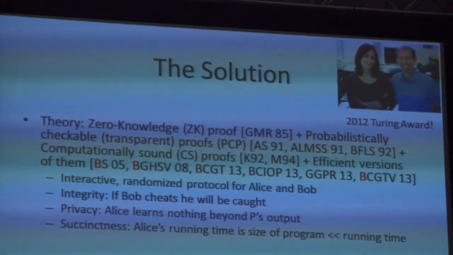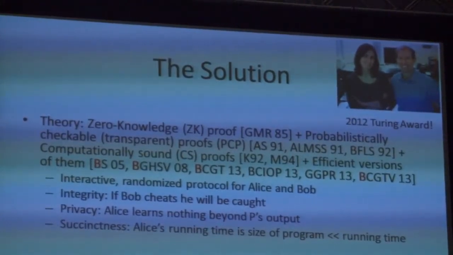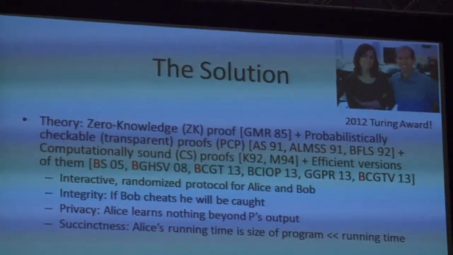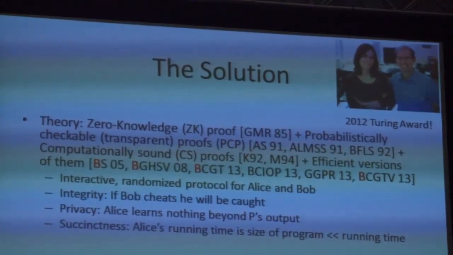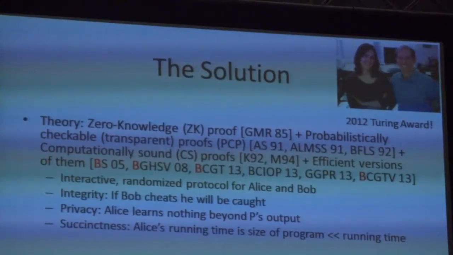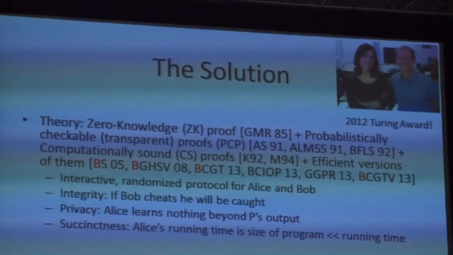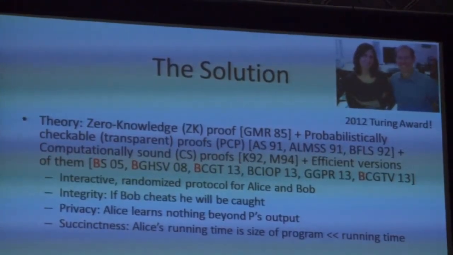You get computational integrity for Alice. Alice can trust Bob's output. For Bob, he retains his privacy. He reveals no information but for the output. And you do this in a succinct way, which means that Alice does not need to ever execute or run a program that is more than just reading the C code, something like that. And it sounds pretty magical, and it is.